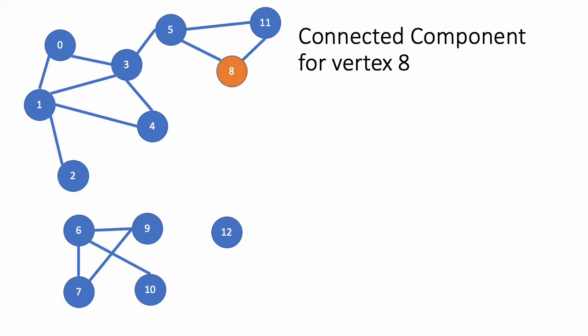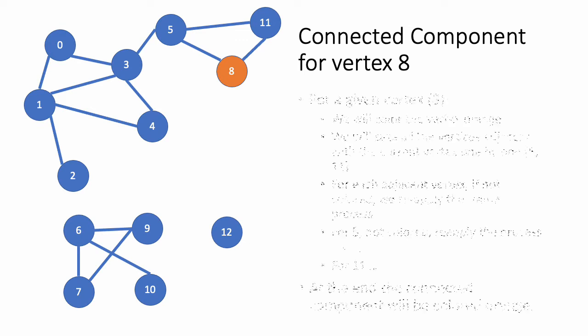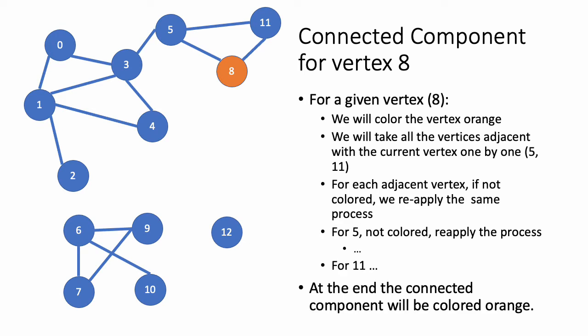Now, let's do this for the vertex set. So what we discussed is that we'll color the vertex orange. We'll take all the vertices adjacent with the vertex 8, in this case 5 and 11. And for each adjacent vertex, if not colored, we reapply the same procedure. And sure, we'll start with 5 and it is not colored, so we reapply the process. After we finish the process for 5, we'll come back for 11 and do the same. Now, at the end, after I did all of this, all the connected components will be colored orange. Now, let's see how this works.